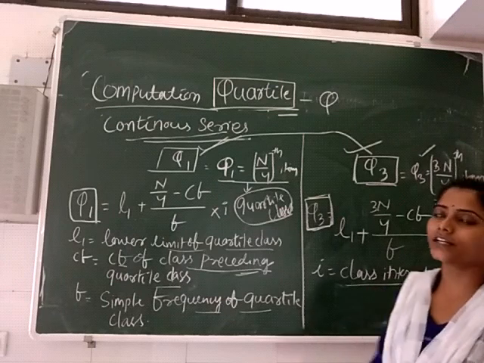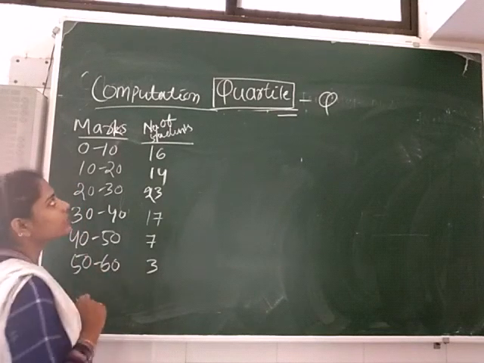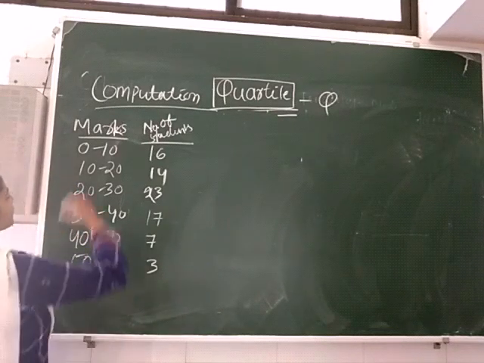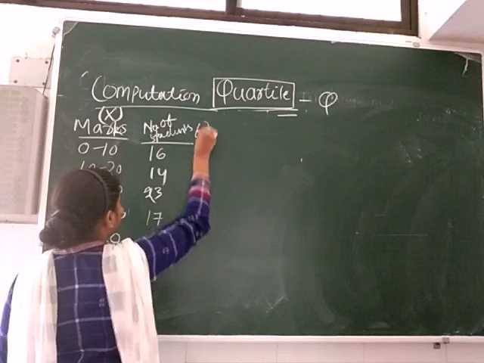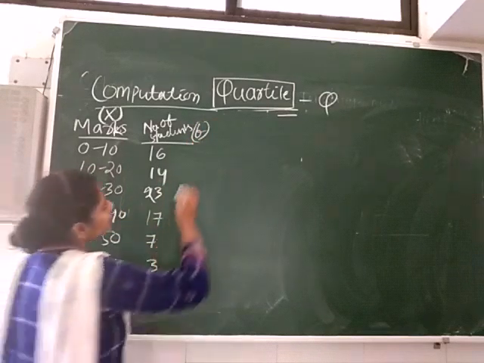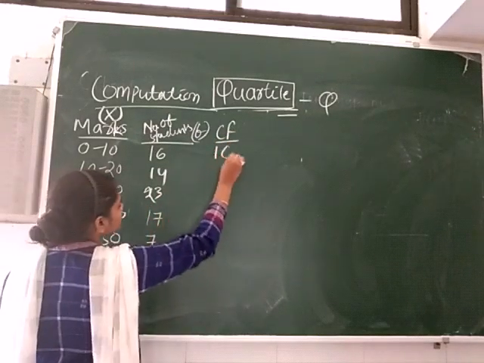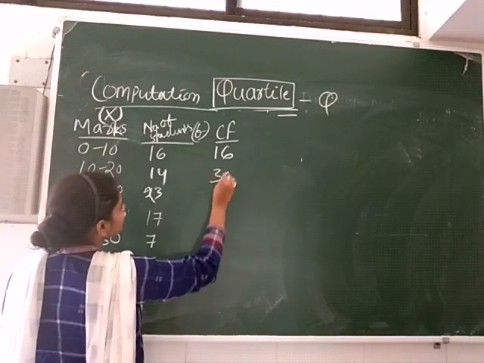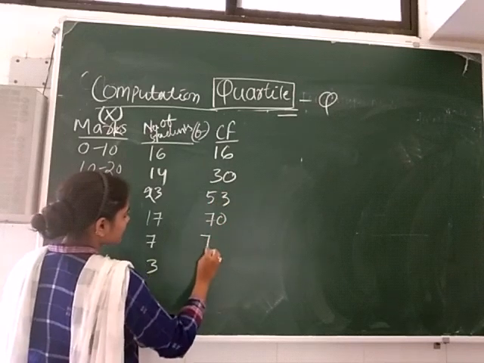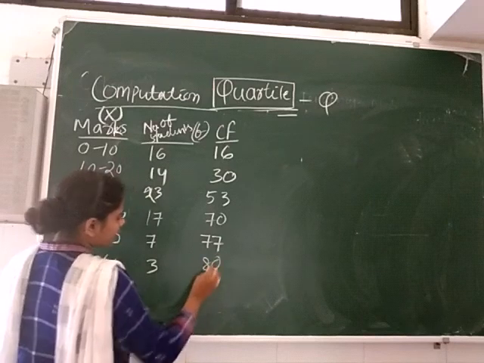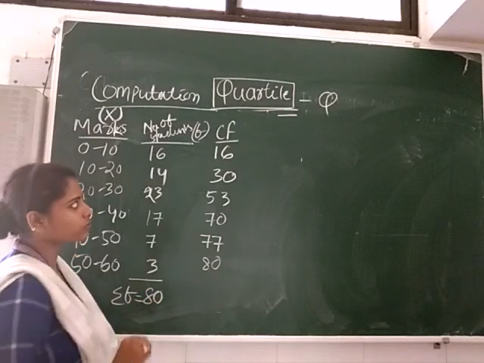Let's discuss this continuous series with the help of an example. This is the example related to the continuous series. Here the marks are given and we denote marks as x, and the number of students is given and we denote number of students as f. First we calculate cumulative frequency, that is CF. So the cumulative frequency will be first 60, then 30, then 53, then 70, then 77, and the last will be 80. And here the total number of students will also be 80.